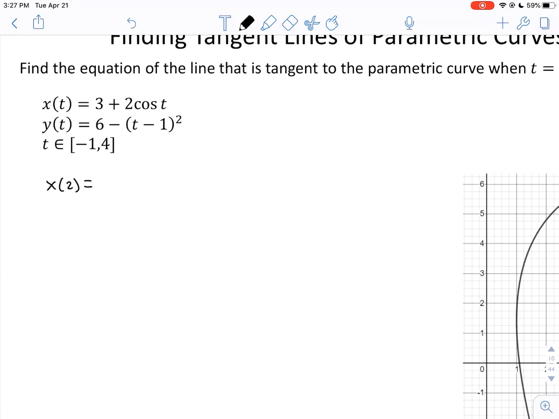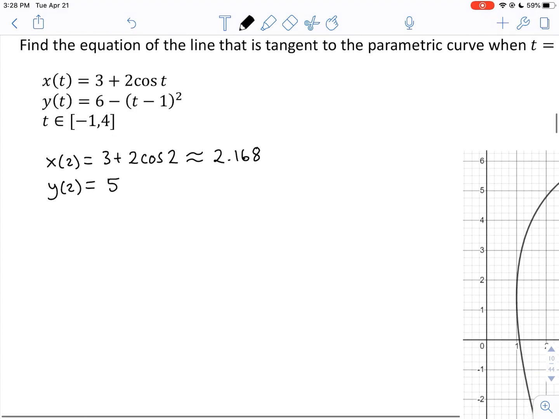So plugging in 2, for x we get 3 plus 2 cosine of 2. We could find a decimal for this, right? And the y-coordinate at time 2 is 5. To get the slope of the tangent line, normally we would use a first derivative. Well, we're going to do the exact same thing here.